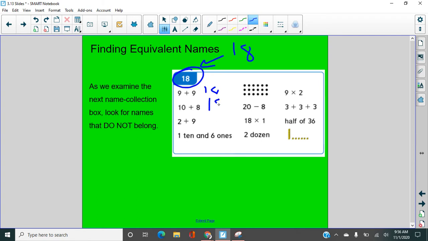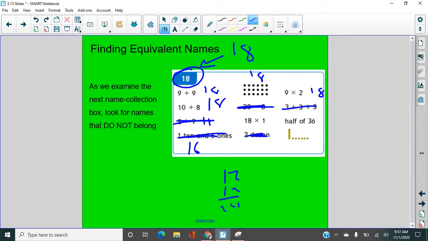10 plus 8 equals 18. 9 plus 2 equals 11. Get rid of that one. 1 ten and 6 ones equals 16. Nope. All right, here's an array that equals 18. Good. 20 minus 8 does not equal 18. 2 dozen, remember that's groups of 12. So 12 plus 12 equals 24. That's out of here. 9 times 2 equals 18.